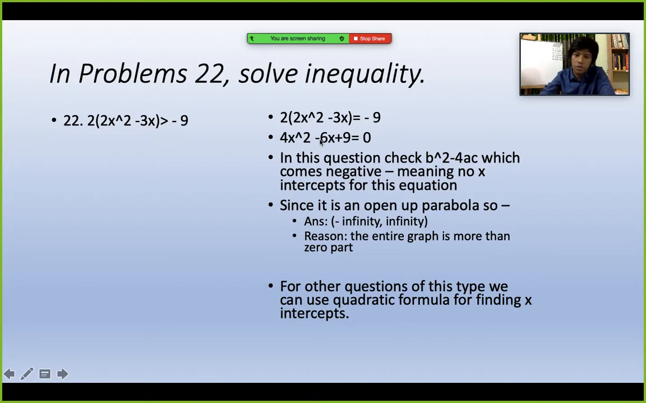Now, if you try to find some answer for this question, you will notice that there is no integer solution, because 9 into 4 equals 36, and from 36 you never get this.